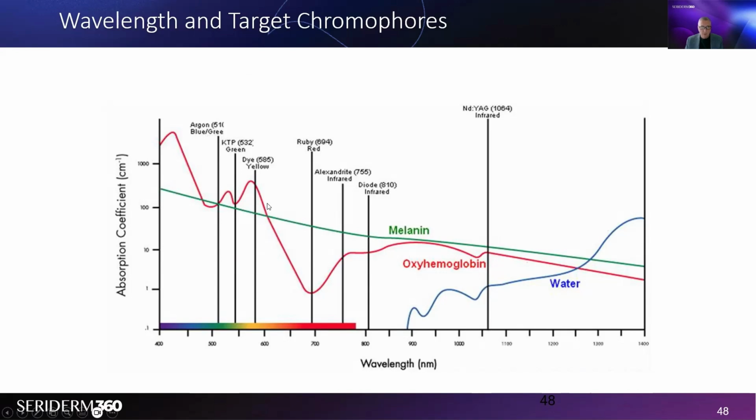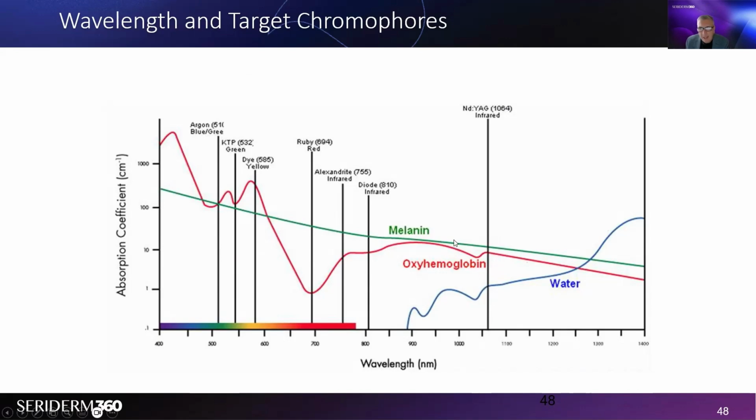Much lower absorption than the lasers here. Okay, so the Nd:YAG is a useful laser because it's got much lower absorption in melanin, which means it's much safer for darker skin types. People often struggle with this. So remember, it's the coefficient multiplied by the energy that will get us to temperature.